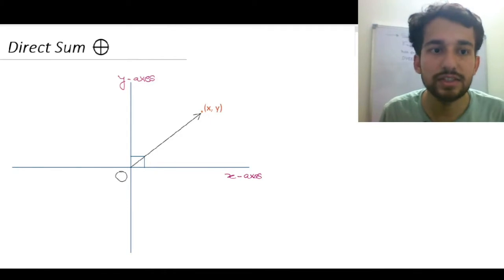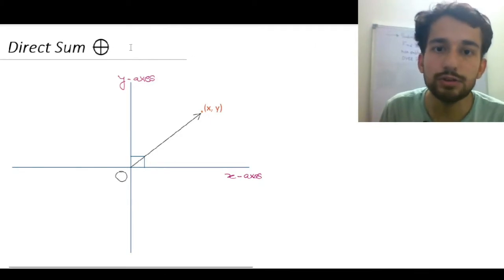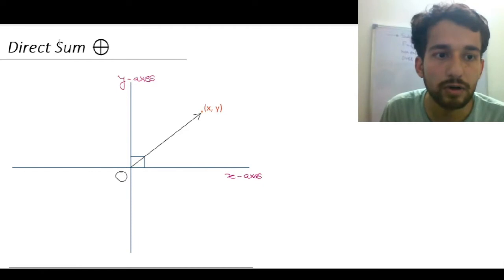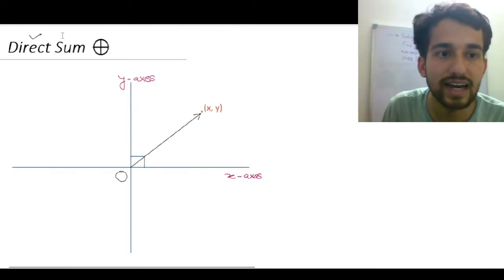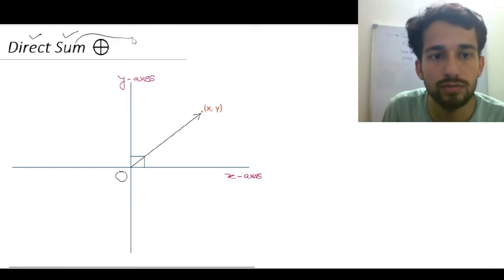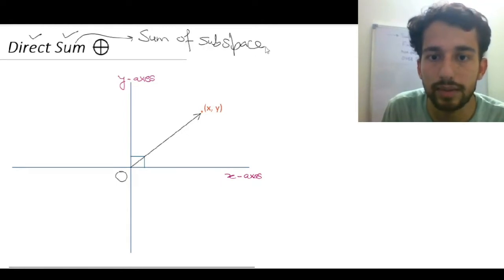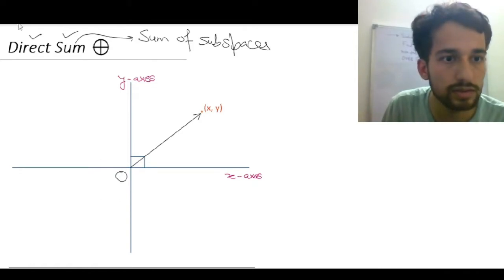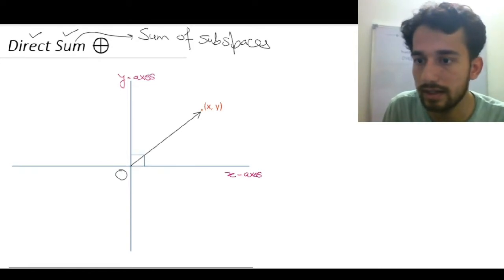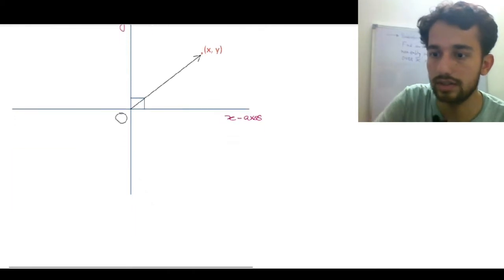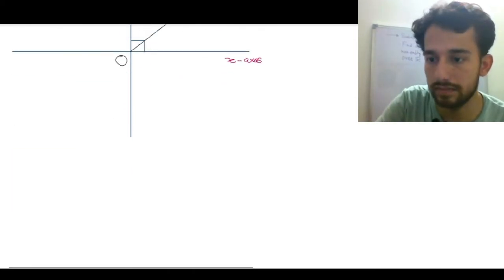Before starting with the definition of direct sum, we have some prerequisites in order to understand this concept. The concept is a combination of two words. First is direct and second is sum. So I assume that you understand the meaning of sum of subspaces. Even so, I can give you a quick recap in short so that when we move forward you don't have any ambiguity or confusion.